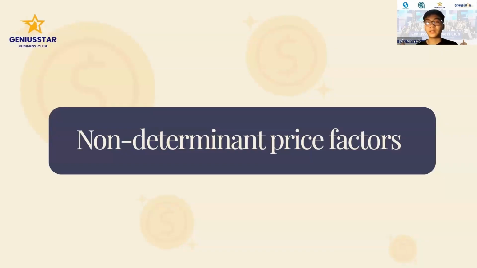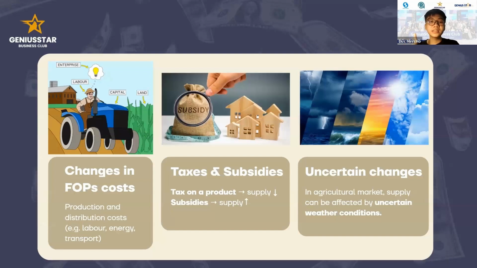So, what are the causes of a shift in the supply curve? Other than price, we also have non-price determinants of supply. First, changes in the cost of factors of production, such as labor, energy, or transport. If production cost increases, firms are less willing or able to produce at each price, so supply decreases and the curve shifts left. If costs fall, supply increases and the curve shifts right. Second, taxes and subsidies. A tax increases production costs, which reduces supply. On the other hand, a subsidy lowers costs and encourages firms to produce more, therefore increasing supply. Finally, there are uncertain changes, especially in markets like agriculture. For example, unpredictable weather conditions can significantly affect output. Bad weather may reduce supply, while favorable conditions can increase it.